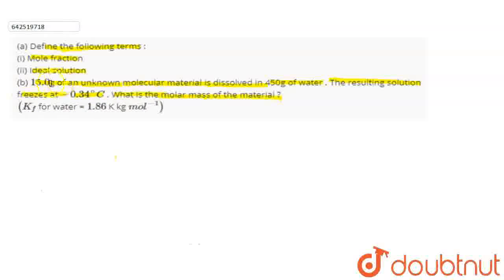So in the question it is said that 15 gram of an unknown molecular material is dissolved in 450 gram of water and the resulting solution freezes at minus 0.34 degrees Celsius. So we have to find out the molar mass of the material, and it is given that the molar depression in the freezing point constant for water is 1.86 Kelvin kg per mole. So now let's start, and first we will define the mole fraction.